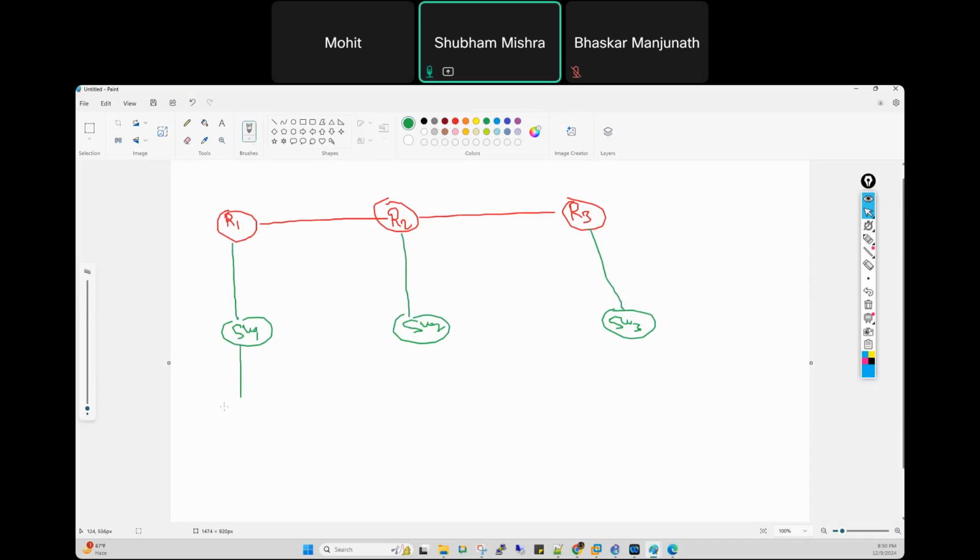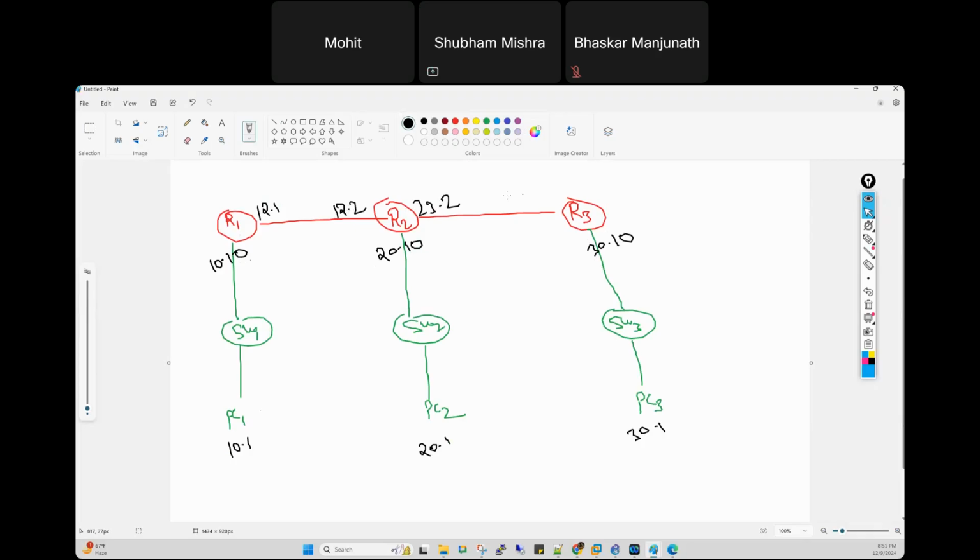And here we connect PC1, PC2, PC3. Now, for example, here we have the IP address 10.1. Here I configure 10.10. Here I configure 20.1, 20.10, 30.1, 30.10. Here I configure, for example, 12.1, 12.2, 23.2, 23.3. Done? Is this clear now, everyone?